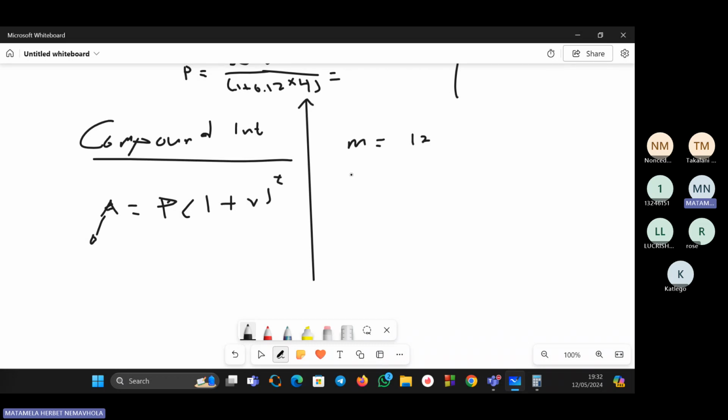If it's daily, it's 365. You are going to multiply your number of years by 365. You divide your interest rate by 365. If it's compounded semi-annually, you are going to multiply your number of years by 2, and then divide your interest rate by 2. And if it's compounded quarterly, you are going to divide your interest rate by 4, and then multiply your number of years by 4. And if it's compounded weekly, you are going to divide your interest by 52, and then multiply your number of years by 52.